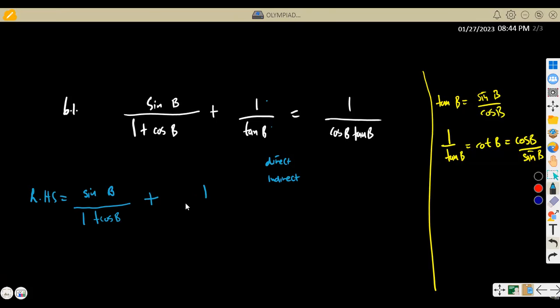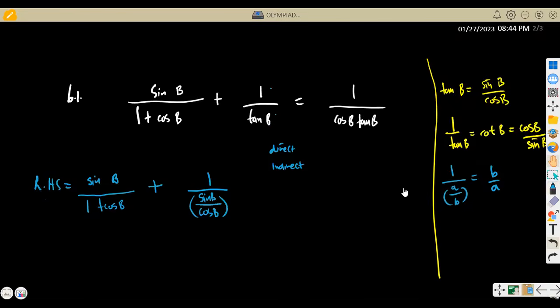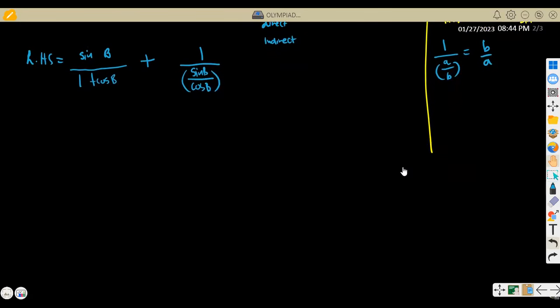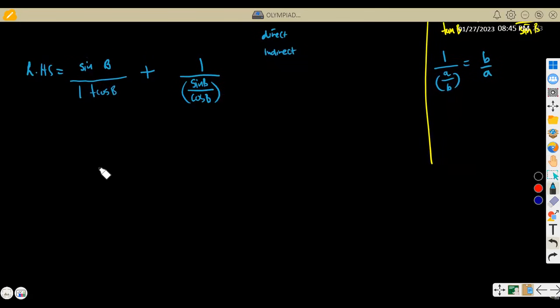I'm just going to write it this way. This is going to be 1 over tan of B, which we wrote as sine B over cos B. We know that this is the inverse of sine over cos. The inverse simply means 1 over, like if you divide 1 over A over B, this is equivalent to B over A. So from this identity, what we simply need is to find the reciprocal or the inverse of 1 over sine over cos. So you're going to remain with sine of B over 1 plus the cos of B plus the inverse.